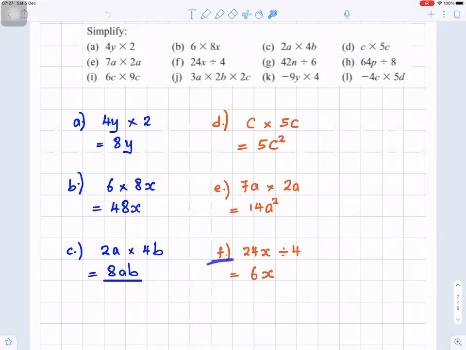But F, 24x divided by 4. You do the numbers first. 24 divided by 4 gives you 6, and you write the x. That gives you 6x. I would like you to try the other ones.